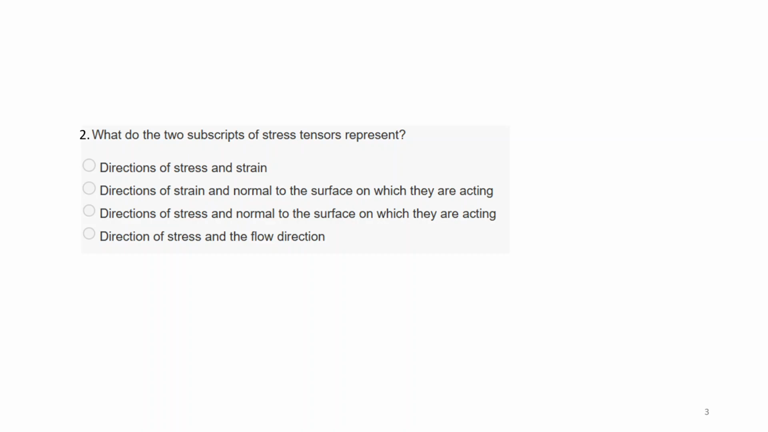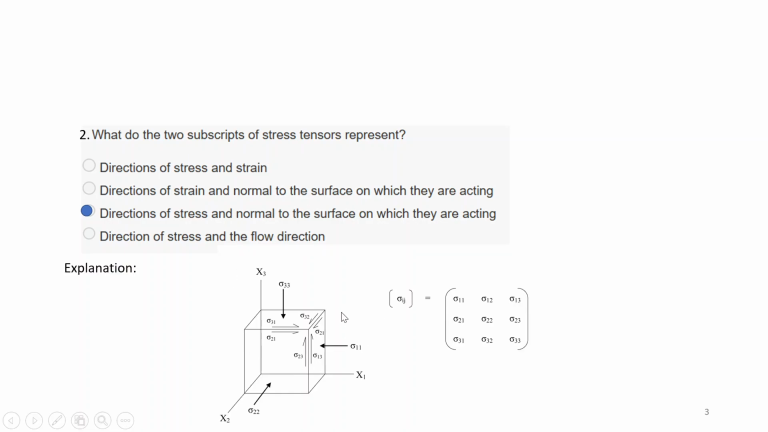Now the next question is, what do the two subscripts of stress tensor represent? Your options are: directions of stress and strain, directions of strain and normal to the surface on which they are acting, directions of stress and normal to the surface on which they are acting, or direction of the stress and the flow direction. In case of stress, you should remember it will be the direction of stress and normal to the surface. So the third one will be the correct statement. You can also visualize and see how these subscripts work.